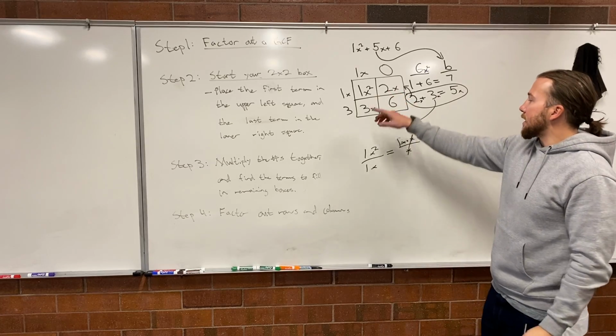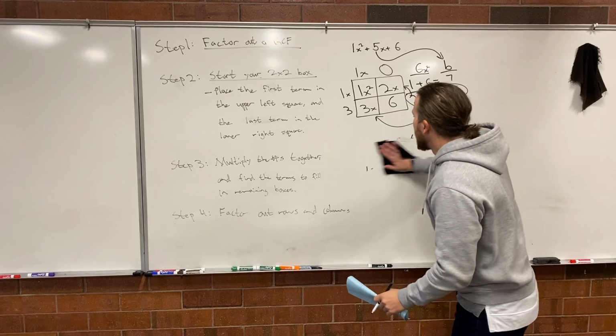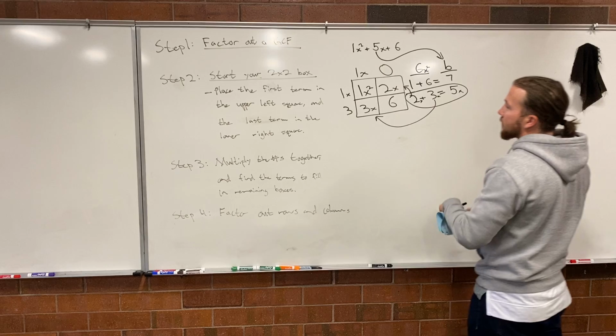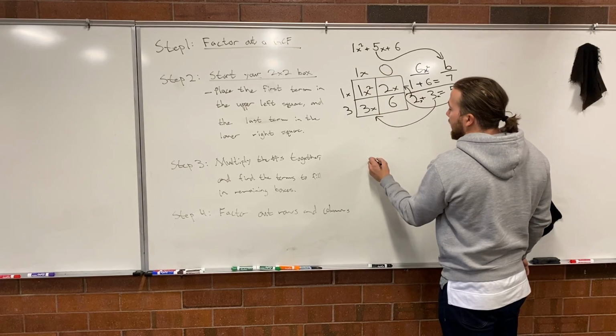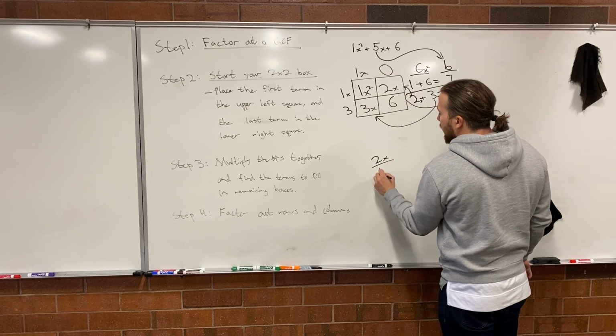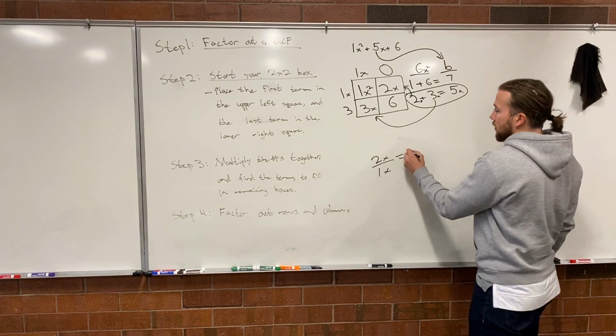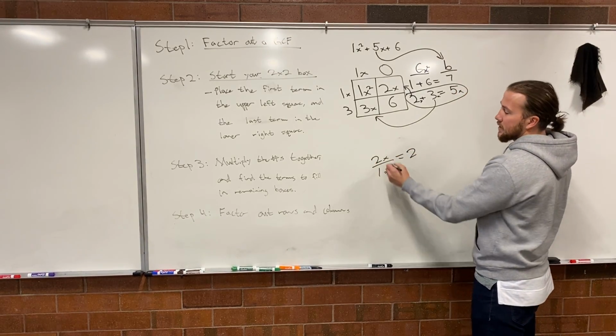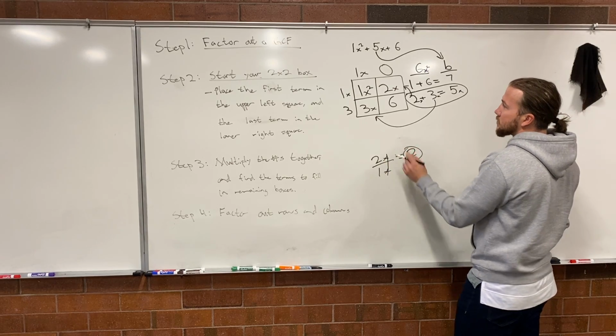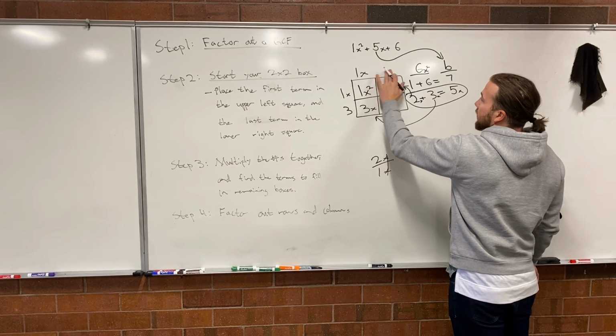Okay, same idea here. Let's go ahead and do this. 2x divided by 1x and figure out what we're going to put right here. 2x divided by 1x. Okay, well 2 divided by 1 is 2. And then x divided by x means that they cancel out. So the only thing I have is 2. So I can put that in right here.